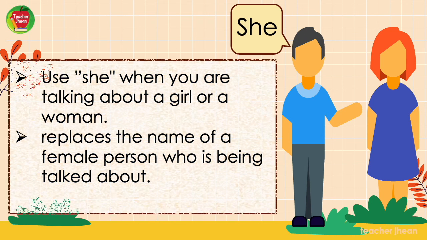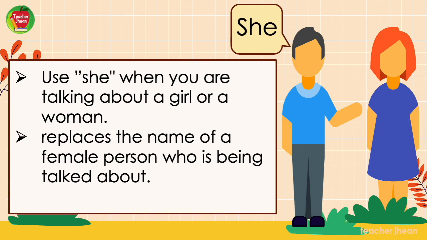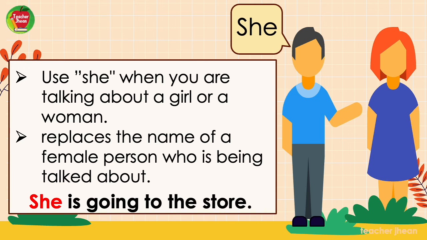She. Use she when you are talking about a girl or a woman. She replaces the name of a female person who is being talked about. For example, she is going to the store.